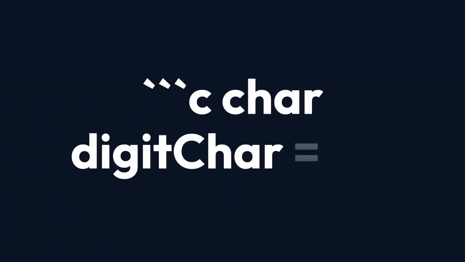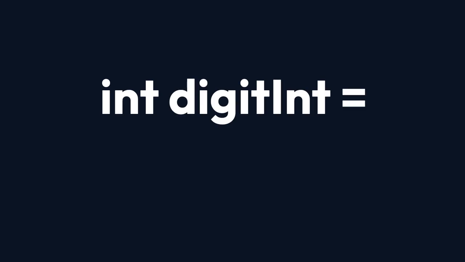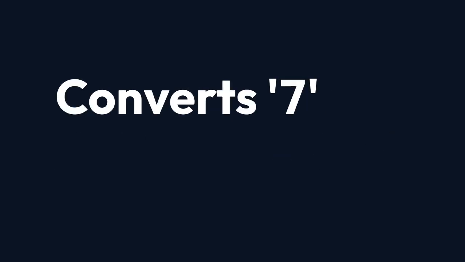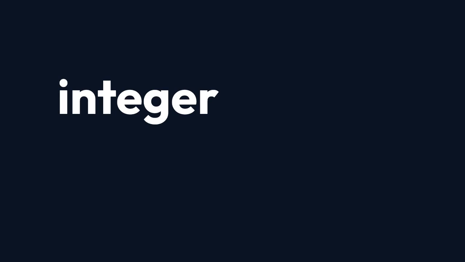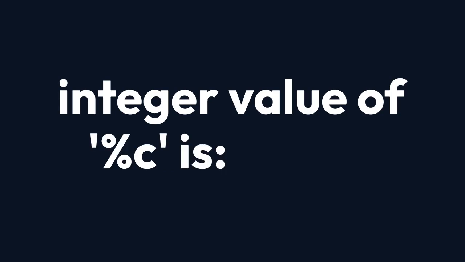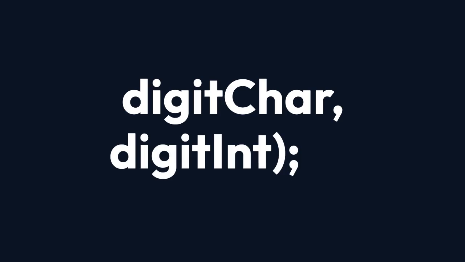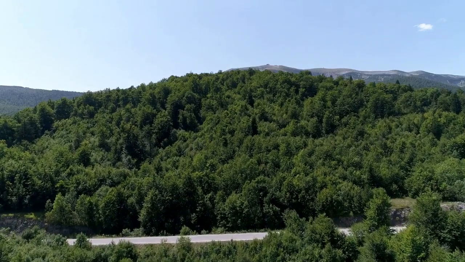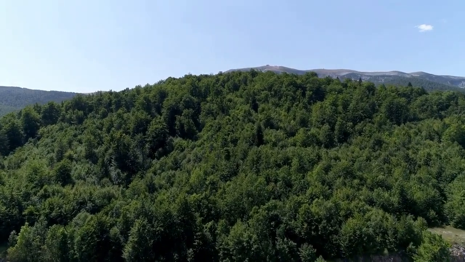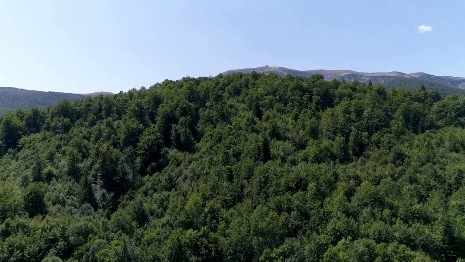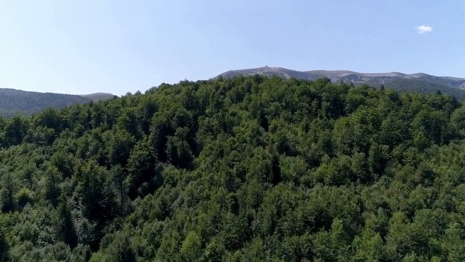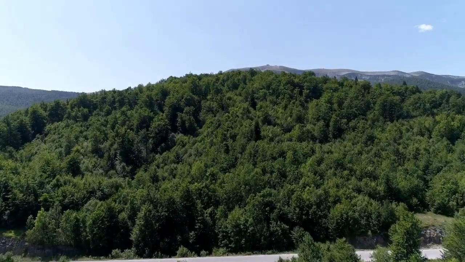For example: char digitChar = '7'; int digitInt = digitChar - '0'; converts '7' to 7. printf("The integer value of %c is %d", digitChar, digitInt); This method is specific to digits and provides a concise way to convert character digits to their numerical representations. It's often used in parsing numerical strings.